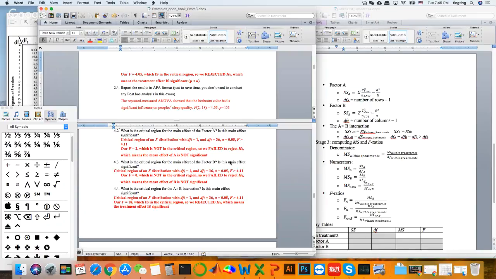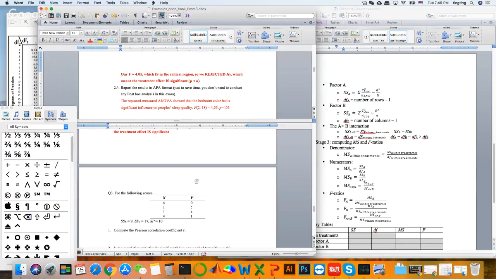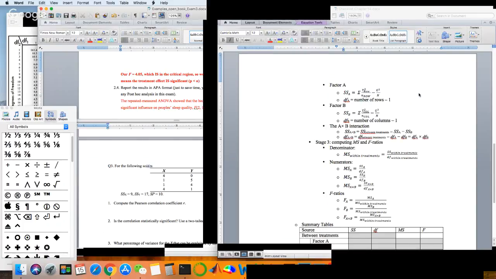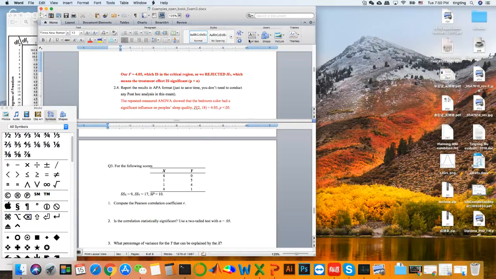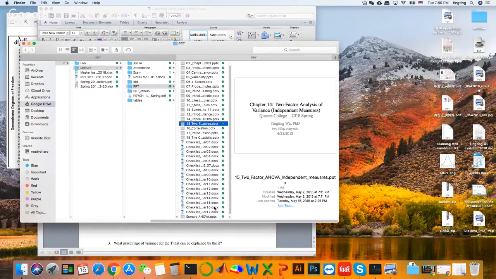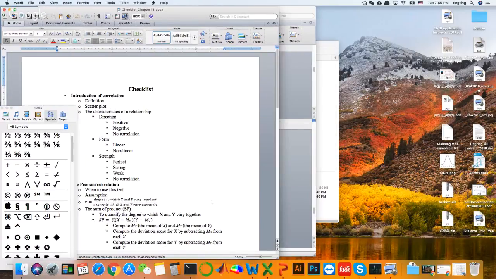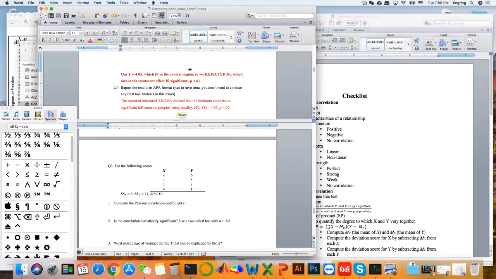Okay, we finished this problem set. Let's go to the next one. Correlation and regression. So Pearson r, right? If you see this, you know I'm talking about the correlation, which is chapter 15. So we finished chapter 14, and then let's start chapter 15.